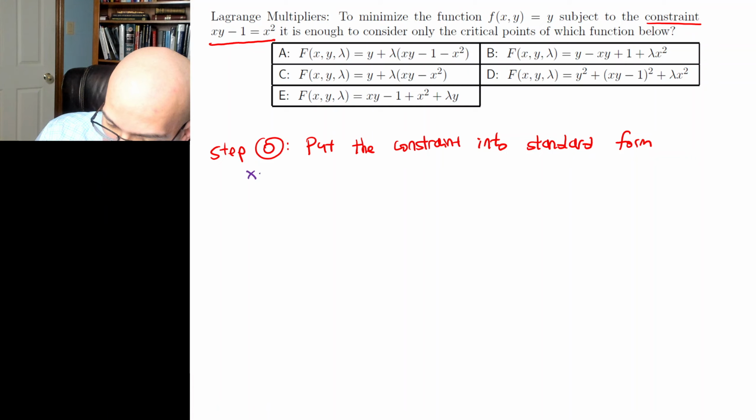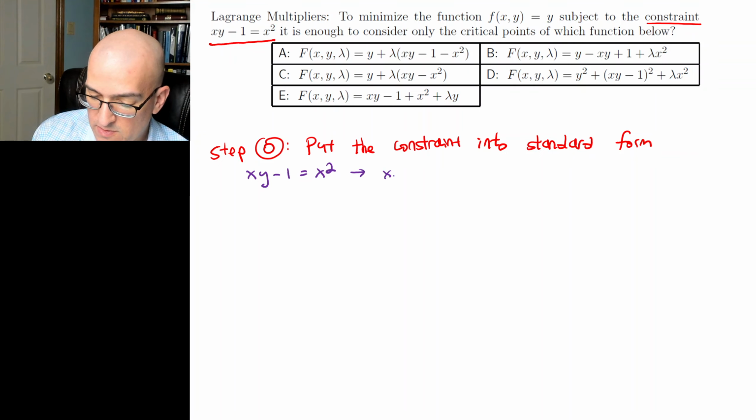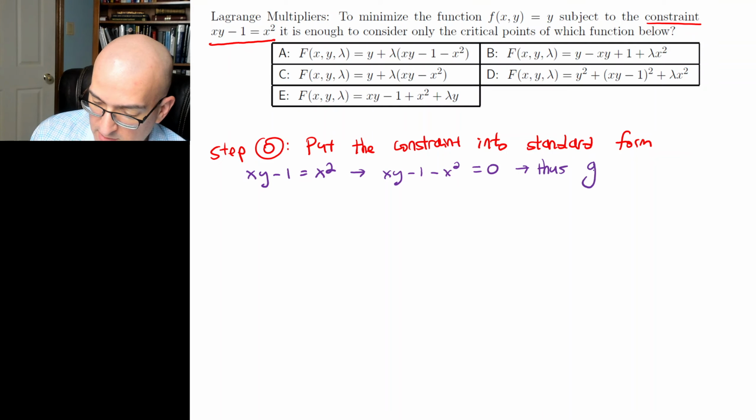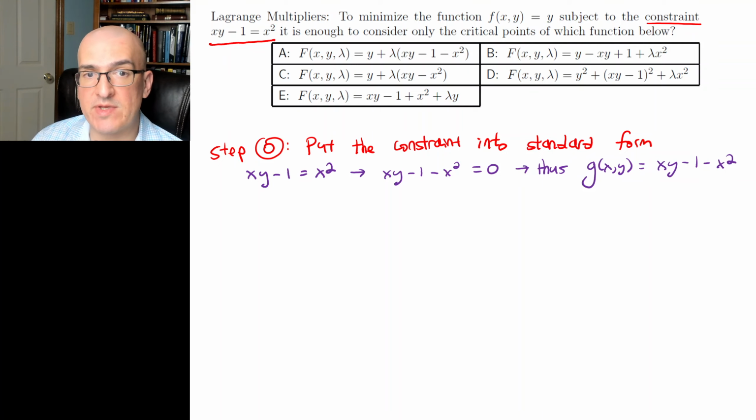So we have xy minus 1 is equal to x squared. And we can subtract x squared from both sides to get the constraint to be written as something is equal to 0. So xy minus 1 minus x squared equals 0. Thus, g of x comma y is equal to xy minus 1 minus x squared. Now, it might be a different order of subtraction. You might have xy minus x squared minus 1, or maybe everything moved over to the right. Whatever the case, you have to have the constraint being equal to 0.